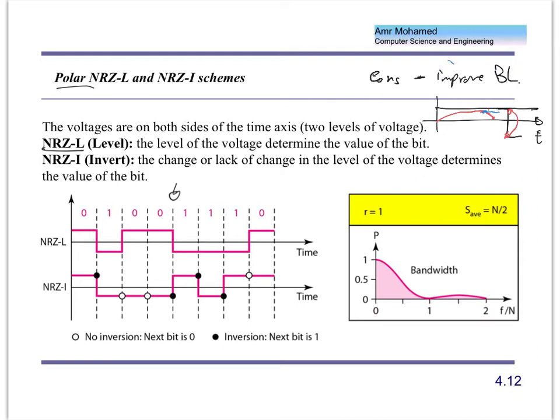So this is the main improvement that we have achieved, and in fact we have paid some cost for this. So what is the cost? Does anyone have an idea? Can anyone think about a disadvantage or a cost that I had to pay for the polar non-return to zero in order to improve the baseline? Hussein, go ahead.